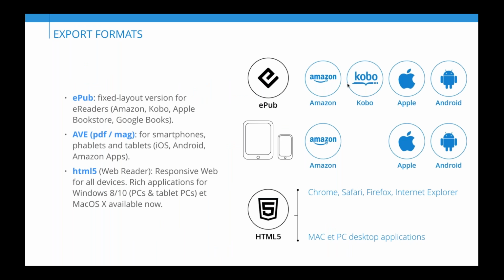Last but not least, we have three main output formats in this long range of tools. The very first one, which is for sure one of the most popular and historically one of the first, is EPUB. We are still providing EPUB fixed layout version for e-readers, compliant with all the main e-readers on the market, as you can see. The second main format is our own proprietary format, which is called AVE.